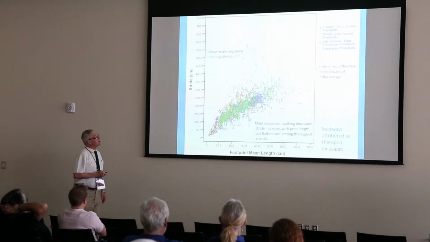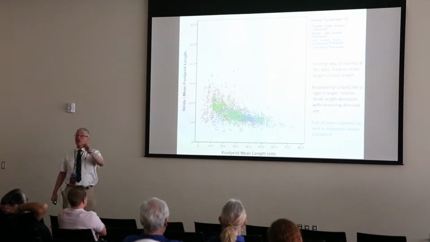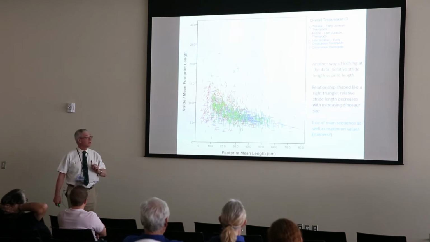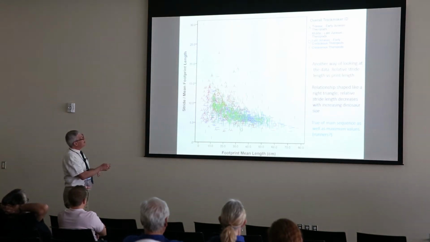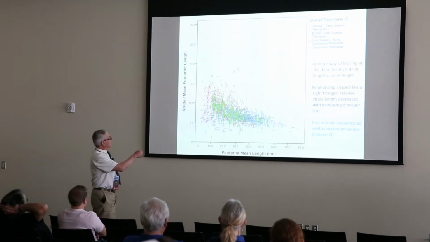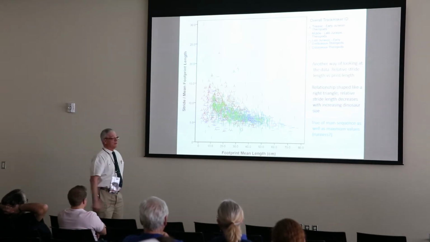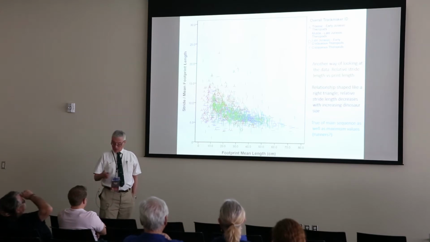which presumably are those made by running dinosaurs. Now, if you look at the ratio of stride length to footprint length as a function of overall footprint length, here's that main sequence again, and here are the runners, presumably, and the overall thing is shaped sort of like a right triangle. Not only is the general trend getting smaller as the animals get bigger in the main sequence, but we get fewer and fewer of the really big guys doing the running.